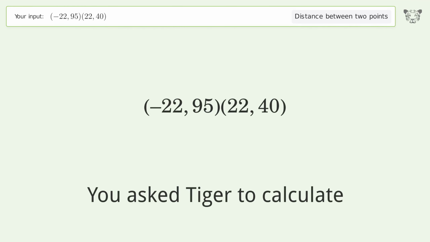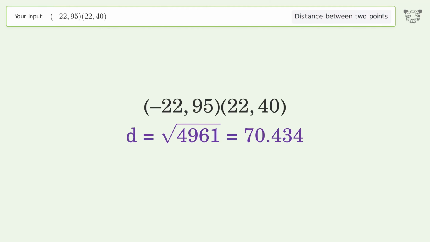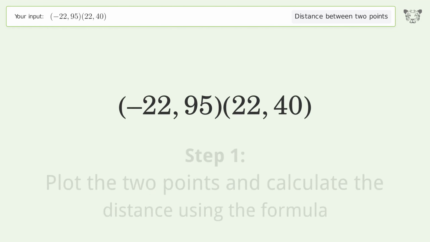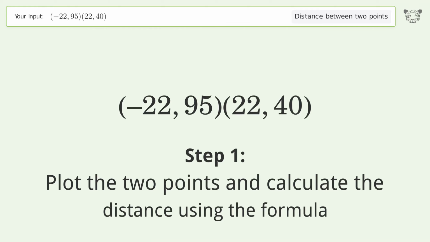You ask Tiger to calculate. This deals with the distance between 2 points. The distance between the 2 points is the square root of 4,961, or 70.434. Let's solve it step by step. Plot the 2 points and calculate the distance using the formula.